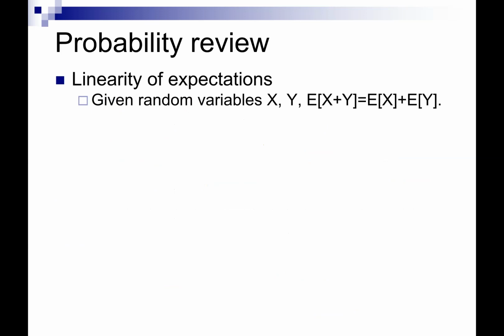Okay, so one more fact that we need. This is called linearity of expectations. This is quite important because it makes our life much, much easier when we analyze randomized algorithms. Linearity of expectations says that suppose we're given two random variables, X and Y. Then we can just add them together and get another random variable, and we can look at the expectation of that sum, the expectation of X plus Y. It turns out that this expectation is equal to the expectation of X plus the expectation of Y.